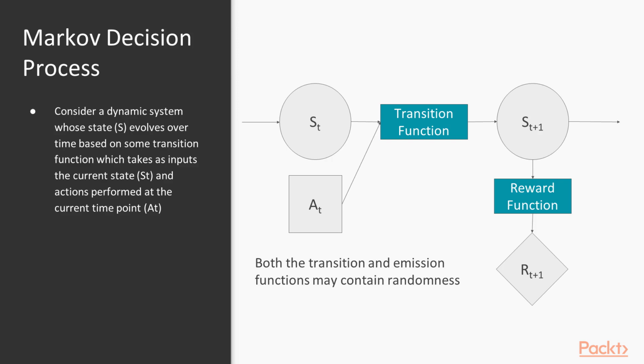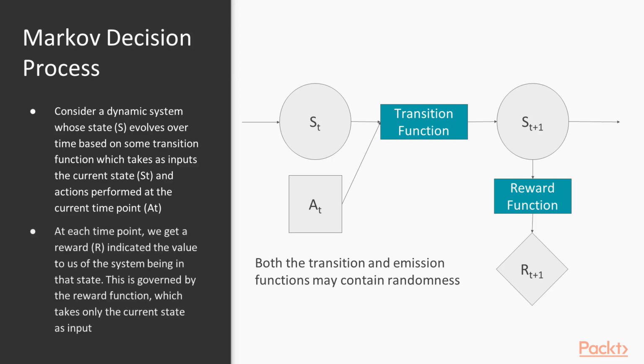So given a current state and given some action, the system will evolve, probably stochastically, so probably including randomness, to some new state. At each time point, we also get a reward, which indicates the value to us of the system being in that state. So this is going to be governed by a reward function. Now I say in the diagram that both the transition and emission functions, or reward function, can contain randomness, and typically this will be the case.